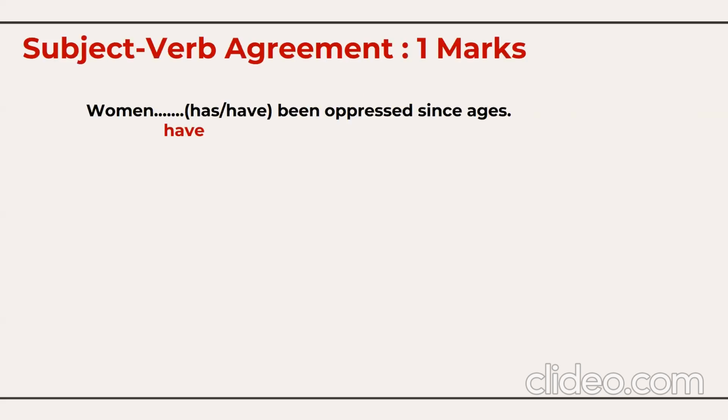Further, in the grammar, you have the questions from the subject verb agreement. That's for 1 mark questions. So here, remember, if the subject is singular, your helping verb will be singular. If your subject is plural, your helping verb will be plural. So women is a plural subject. So have is the helping verb for the plural subject.